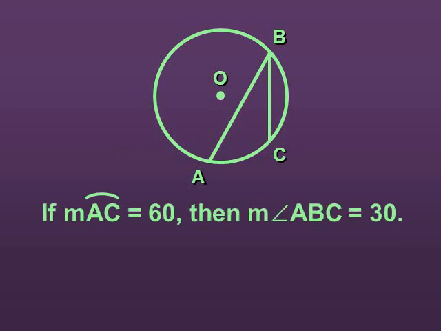So we really just need to understand how to use the theorem, and that is that if the measure of arc AC is 60, then that means the measure of the inscribed angle is half, which is 30 degrees. So the angle is half the arc. That's how you need to remember it. The angle is half the arc.